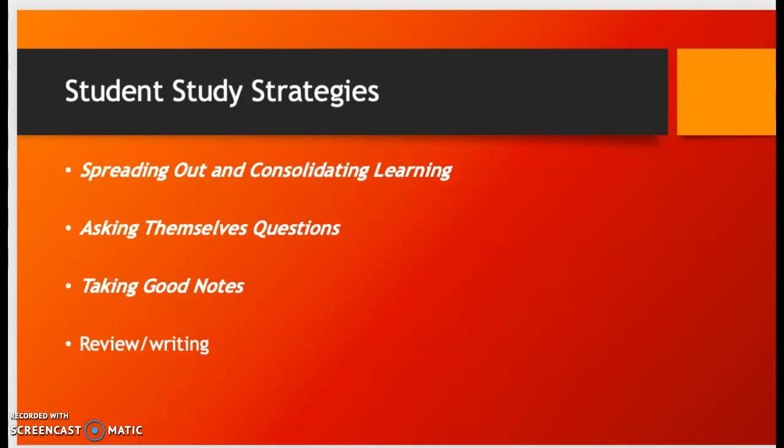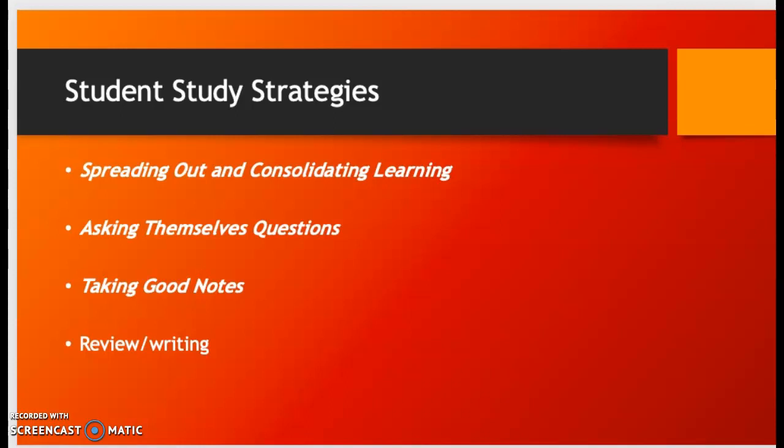Asking themselves questions. This will help them remember and ask themselves what they're learning. So stop between, maybe each lesson, each page, each paragraph, and just ask, what did I just learn? What is this about? Taking good notes. So organization is key for this. Sometimes you could be summarizing, outlining. You could use concept maps, which are really, really helpful.